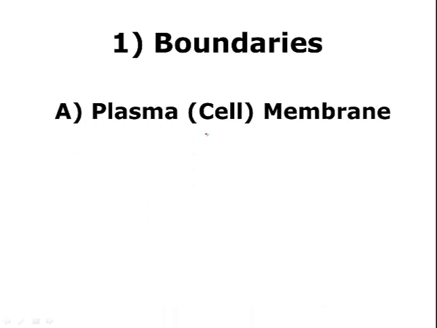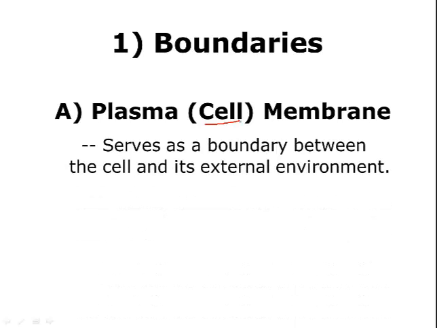The number 1 boundary for all cells is the plasma membrane. The plasma membrane is also called a cell membrane, so you will see that used either way. Sometimes it's called plasma membrane, sometimes it's called cell membrane. Your plasma membrane serves as a boundary between the cell and its external environment. So basically it's the outer walls of the cell. Everything gets held inside, and it keeps all the other stuff out that is not supposed to be in there.